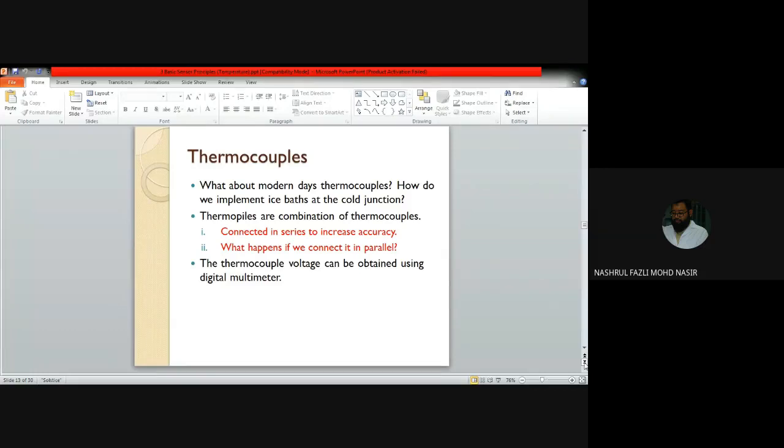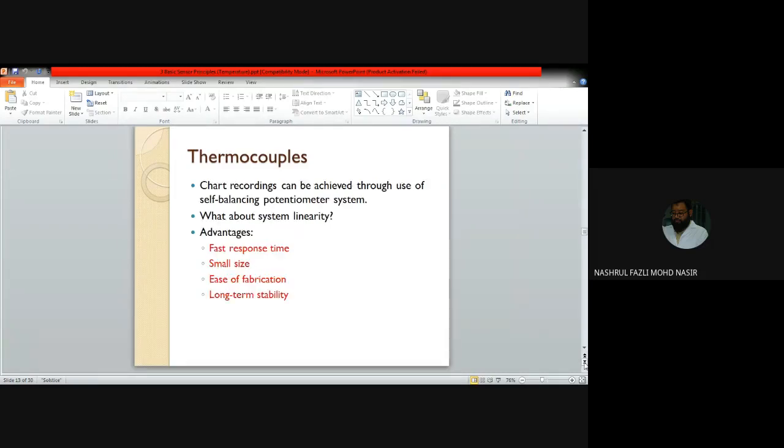Thermopiles are a combination of thermocouples connected in series to increase accuracy. If you want to know the voltage of the thermocouple, we can check it using a digital multimeter.